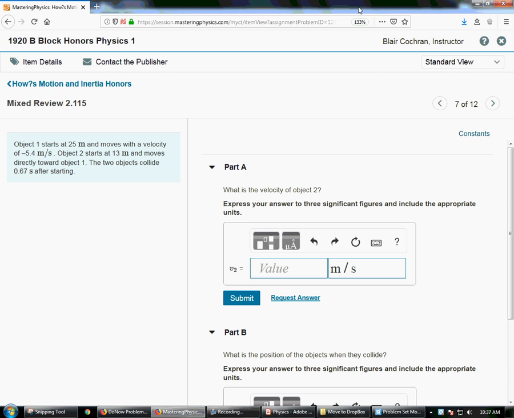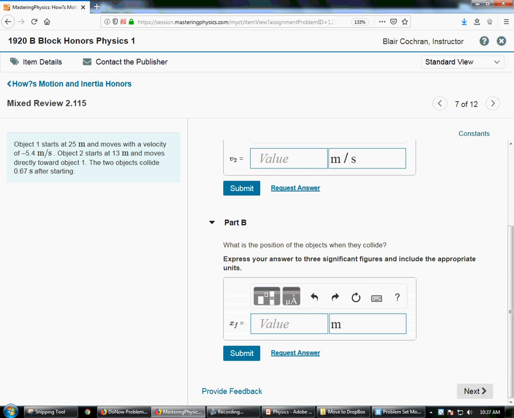Okay, so number 7 is the first one people want to do. Object 1 starts at 25 meters and moves with the velocity of this. Object 2 starts at this and moves directly towards object 1. The two objects collide after this start. Was the velocity, was the position of the objects when they collide, right? All right.